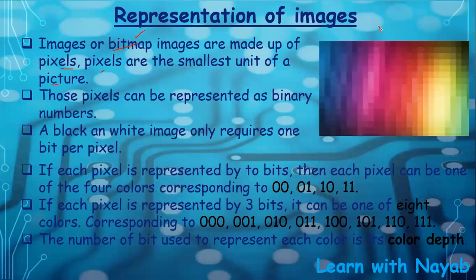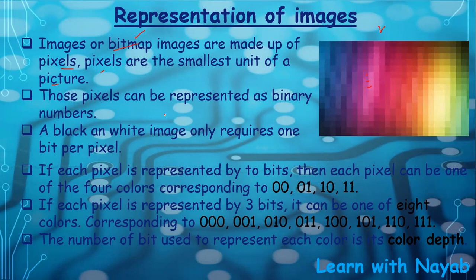As you can see in the diagram, these squares are the pixels, the smallest unit of the picture. In the diagram, you can see there are a lot of pixels making this picture. This is a pixel. This is a pixel. The smallest unit of the picture is called a pixel.